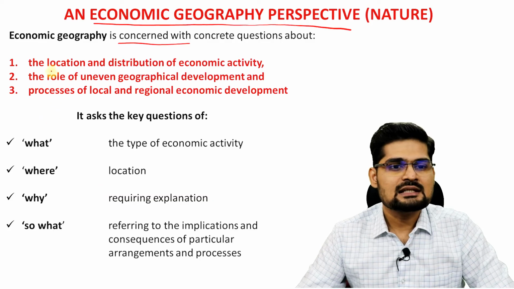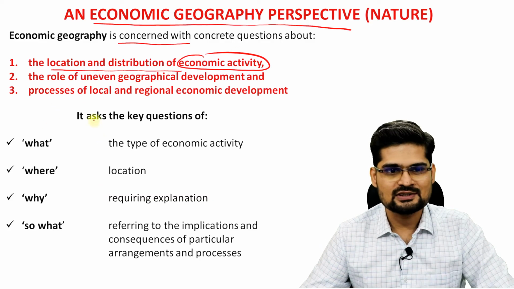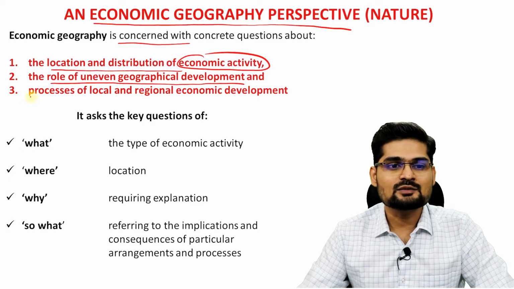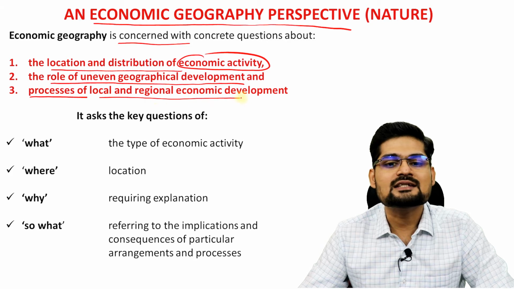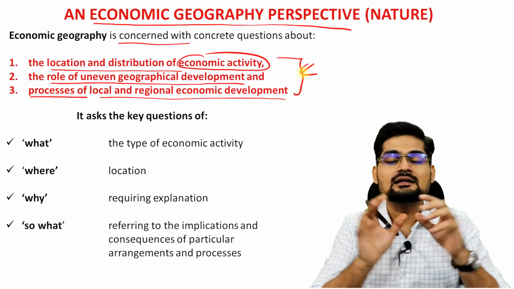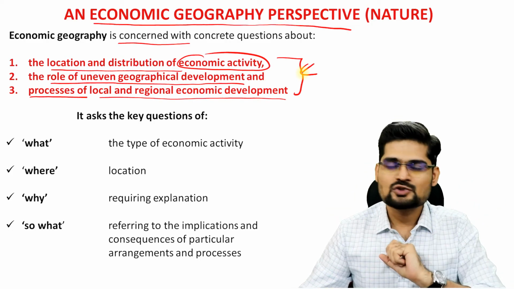The first question is the location and distribution of an economic activity. Then the role of uneven geographical development. And the third one is the process of local and regional economic development. Three questions are asked under the economic geography subject. So one is the location and distribution of the activity.